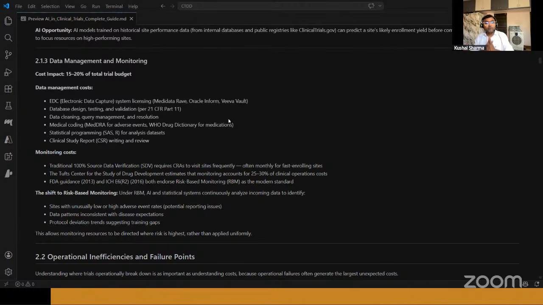Data cleaning, query management, and resolution. Medical coding: MedDRA for adverse events, WHO Drug Dictionary for medications. Statistical programming, like SAS and R, for analysis datasets. Then clinical study reports (CSRs), writing and review. Then comes the monitoring cost.